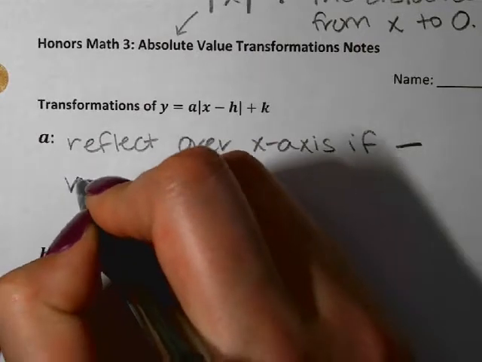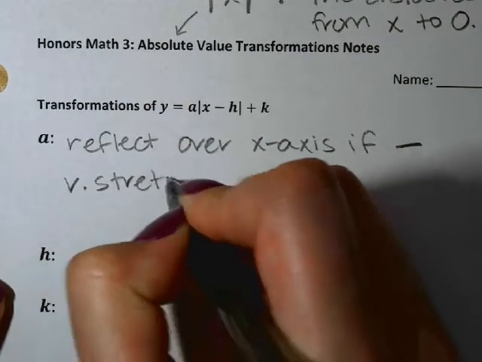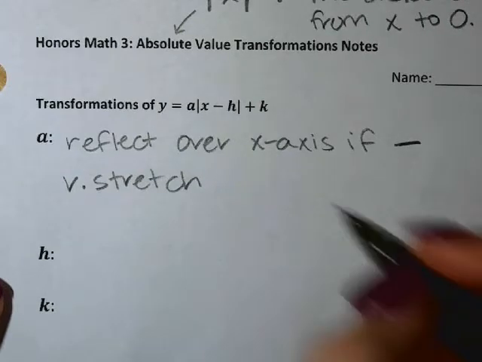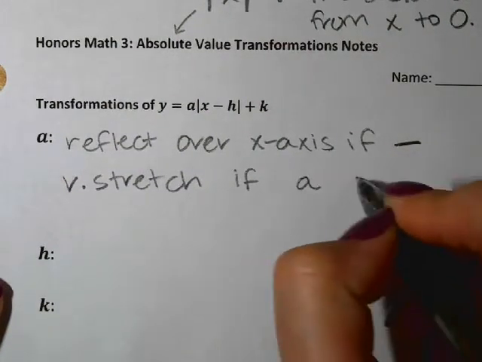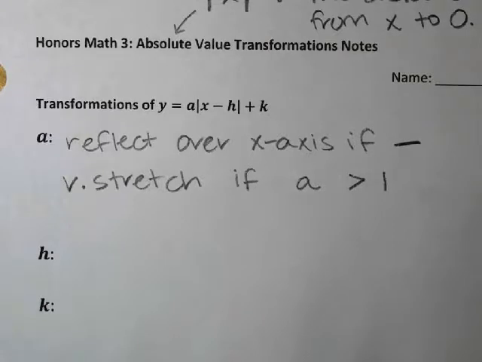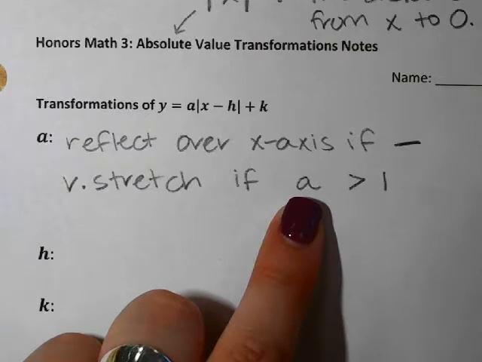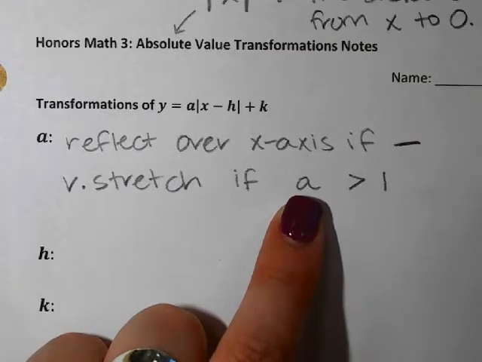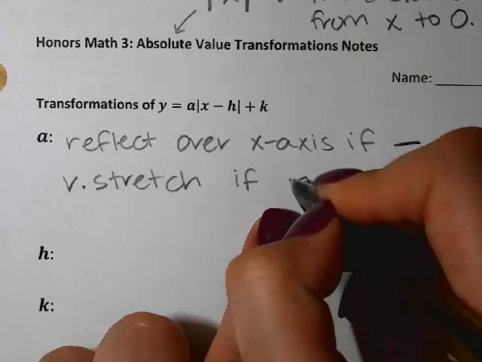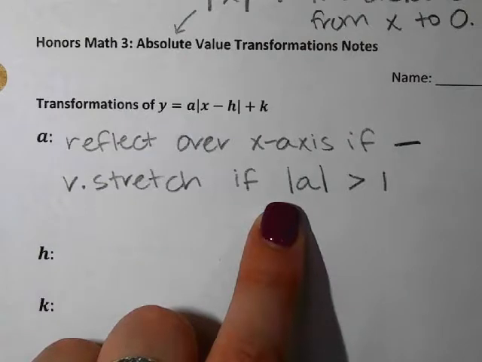The graph has been vertically stretched if the value for A is greater than 1. I don't care if the number is positive or negative, because we already said that negative means it's reflected, and positive would mean it's not reflected. All I care about is the size of the number. So this could be a number like 2.3, or it could be -3/2. It doesn't matter if it's positive or negative, and because of that, we put an absolute value symbol around the A. All that matters is that the size of it is bigger than 1.